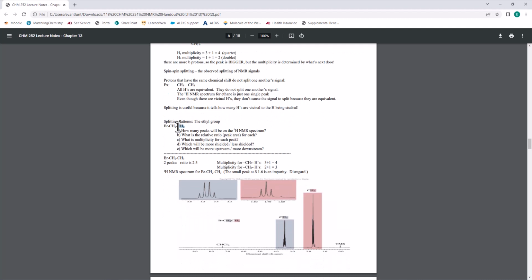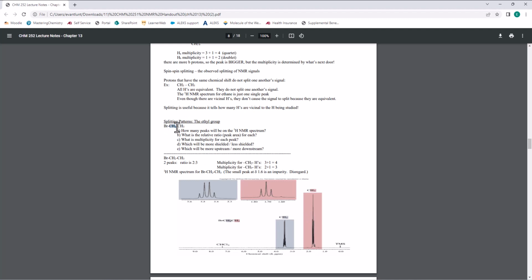Let's look at another example. So let's try and expect what we should see. We have a CH3, CH2, Br. We should expect the CH2 to be less shielded, deshielded and downfield from the CH3 because it's closer to the electronegative element, and we can confirm CH2, CH3.